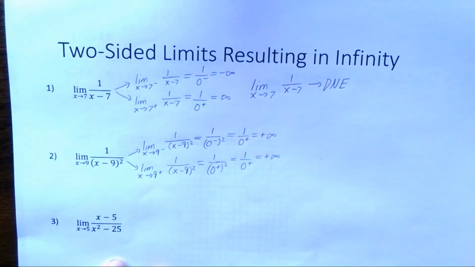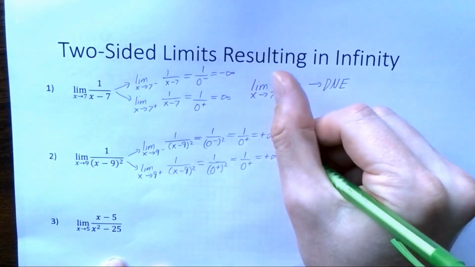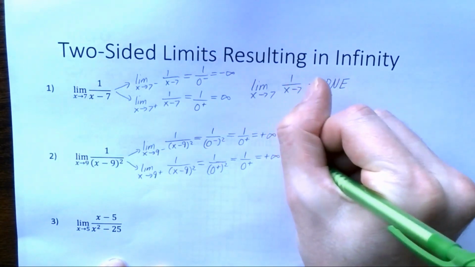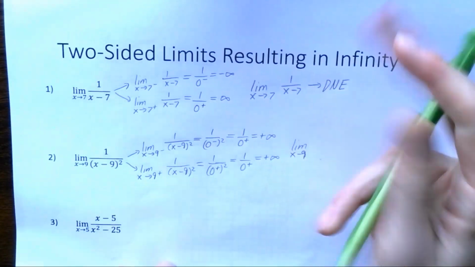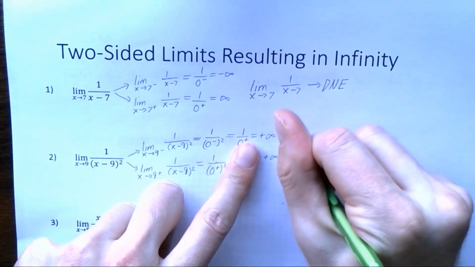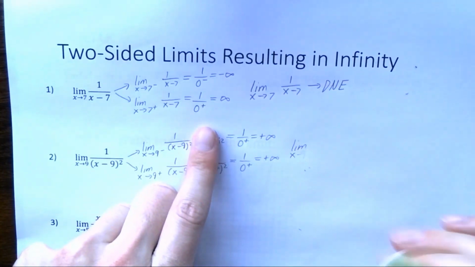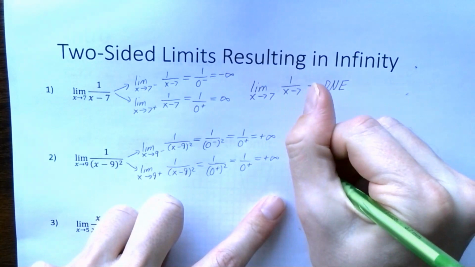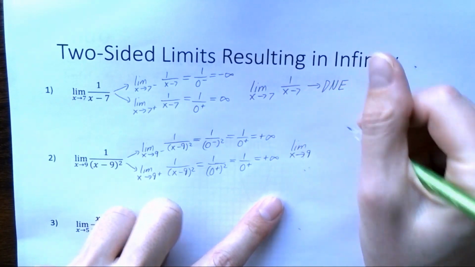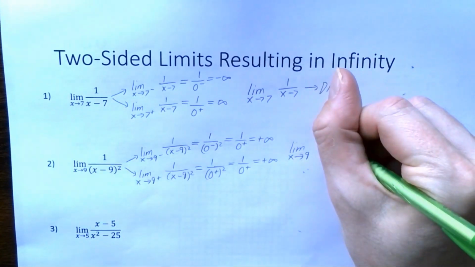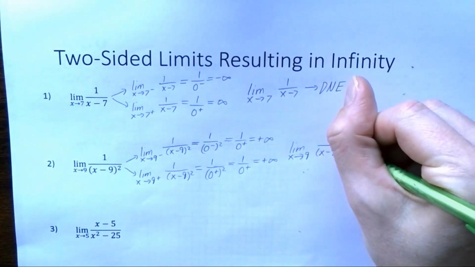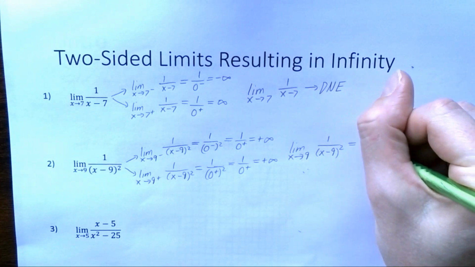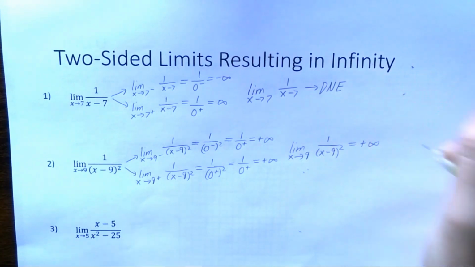So the left and right hand limits are equal to the same number. So that gives us the limit as x approaches 9. Whoops, need to draw an arrow there. So the limit as x approaches 9 of 1 over (x minus 9) squared is equal to positive infinity.